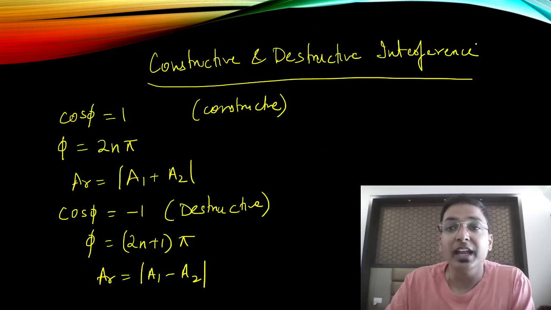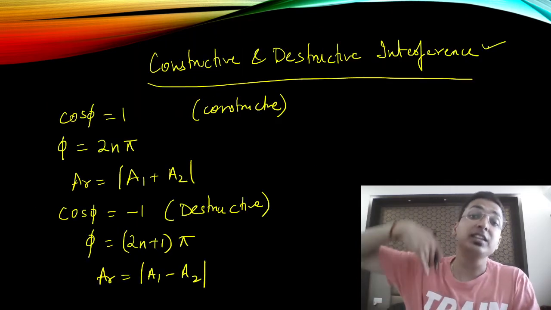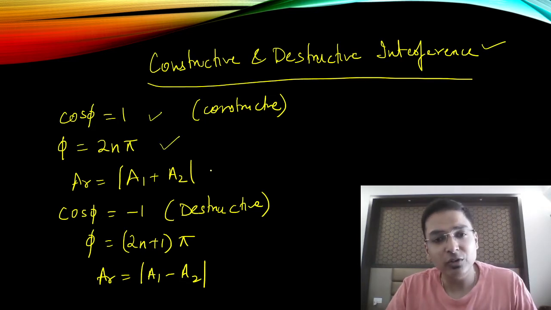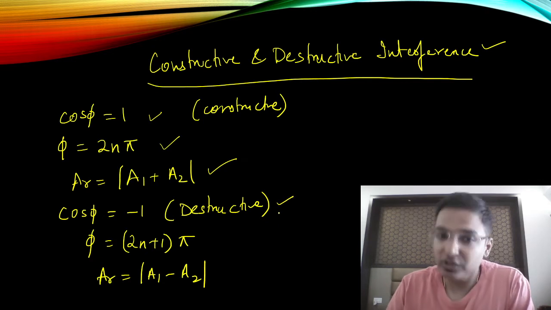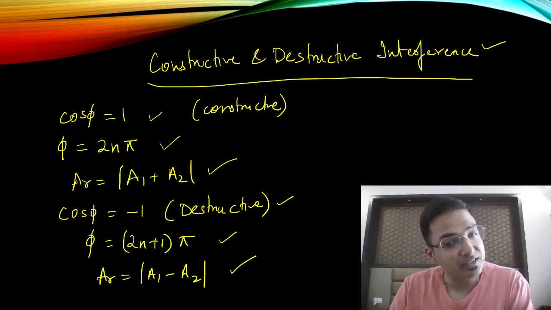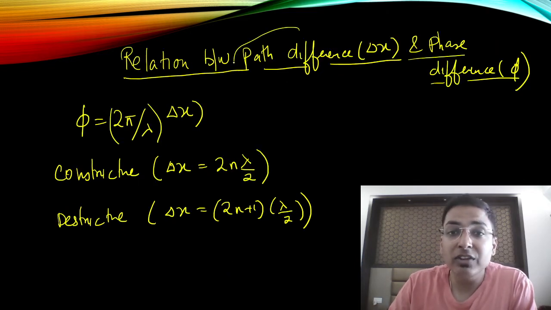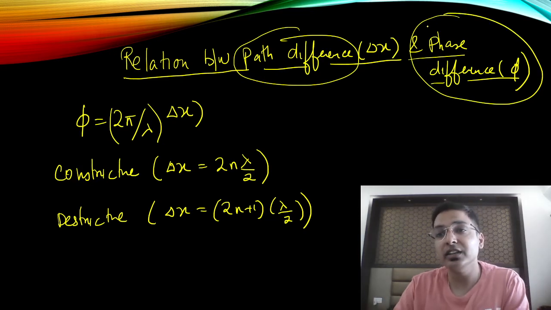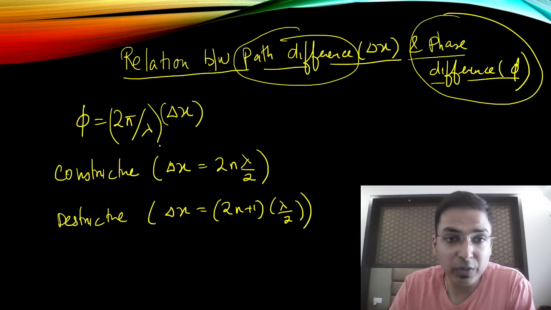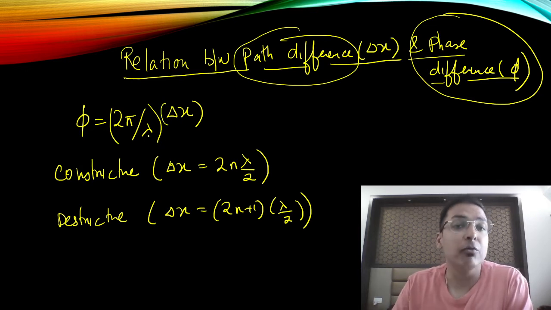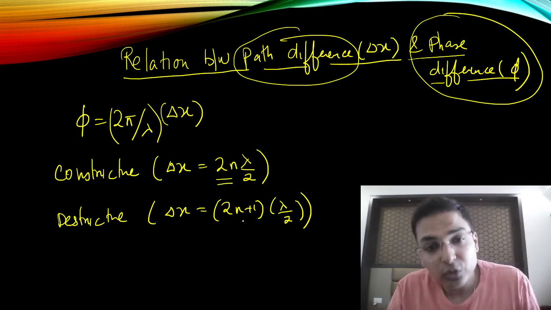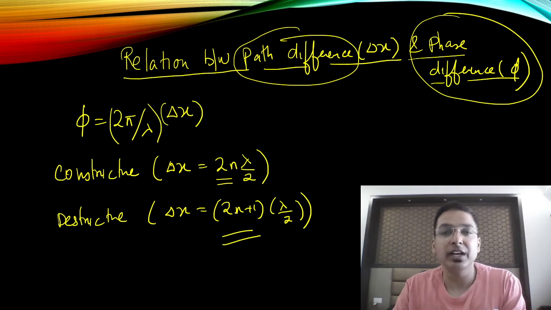Okay, moving ahead. Now constructive and destructive interference. Constructive means to increase, so cos phi should be 1, phi should be 2 n pi. If you put it in the formula you will get this. Cos phi is minus 1 for destructive, phi is (2n plus 1) pi, that is an odd multiple of pi, and AR will be a1 minus a2. Then the relation between path difference and phase difference, very important. So phi is 2 pi upon lambda into delta x. Lambda is the wavelength, delta x is the path difference. For constructive, remember, an even multiple of lambda by 2. For destructive, an odd multiple of lambda by 2.